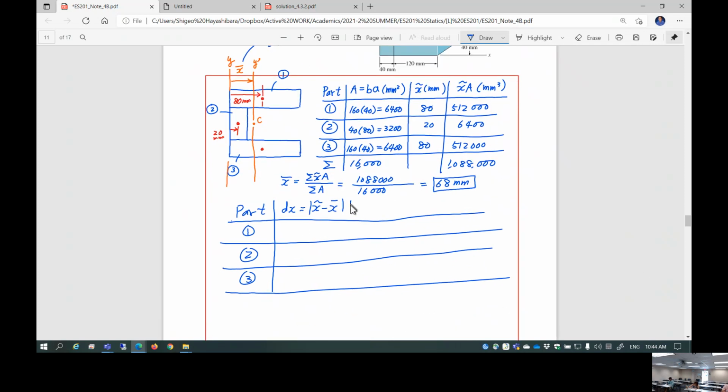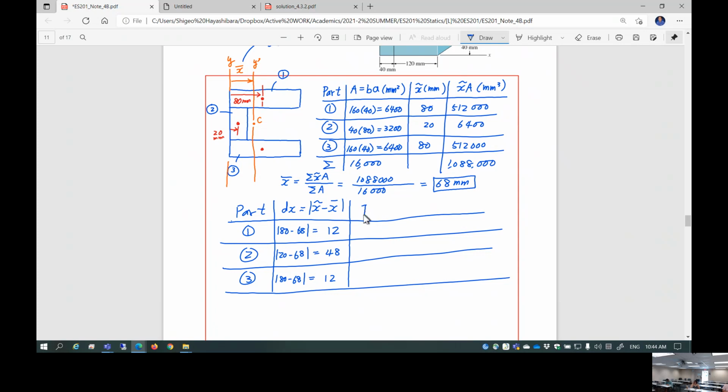So this is going to give you very important information for the parallel axis theorem, dx. This is the magnitude of 80 minus 68. I don't care about positive or negative. So this is 12. I'm going to take the magnitude of 20 and 68. This is 48. Some of them are positive, some are negative. I don't care because I'm going to take the square anyway. So 80 minus 68, magnitude is 12. This is one of the important pieces of information for the parallel axis theorem.